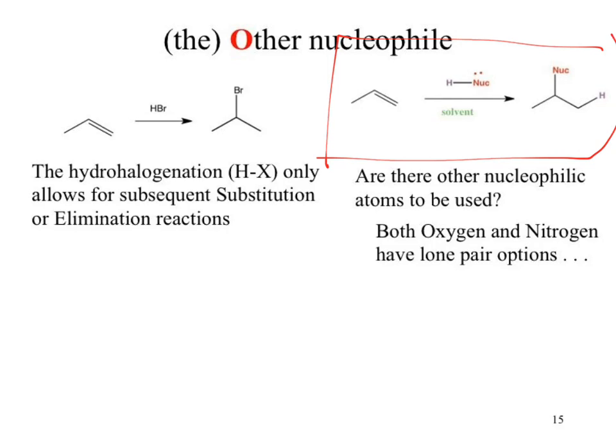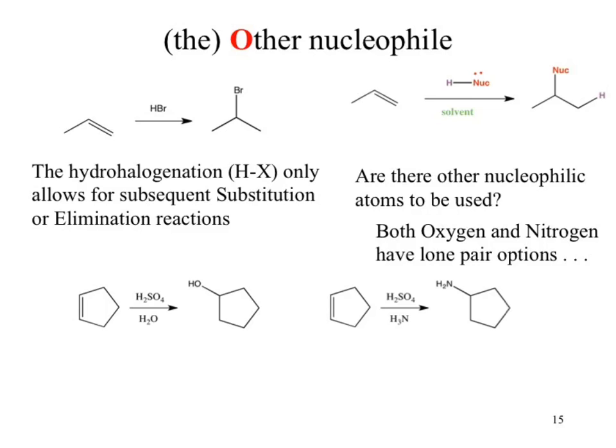Is there another potentially nucleophilic option? Nitrogen. Nitrogen's a reasonable nucleophile. It's got that lone pair just like oxygen. Could we go through and do an addition reaction with nitrogen? Well, just like with the oxygen, we're still going to need that acid catalyst. So we've got 2 possible examples coming out here.